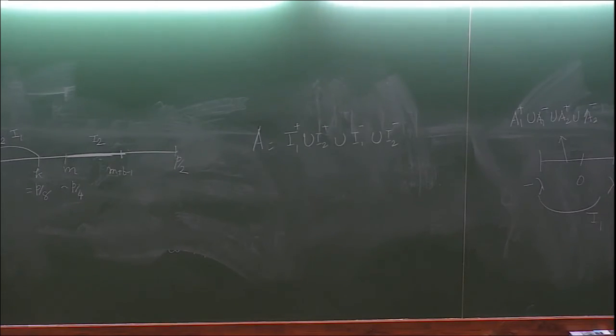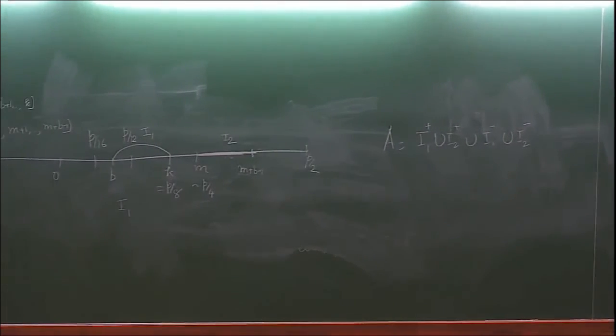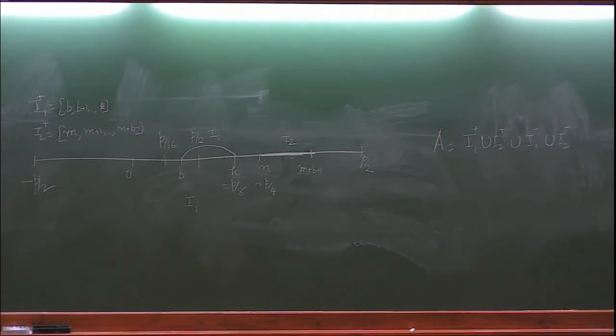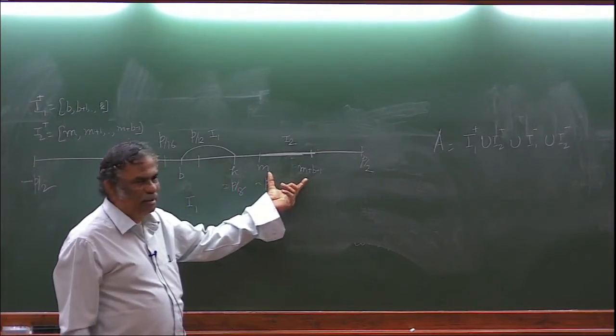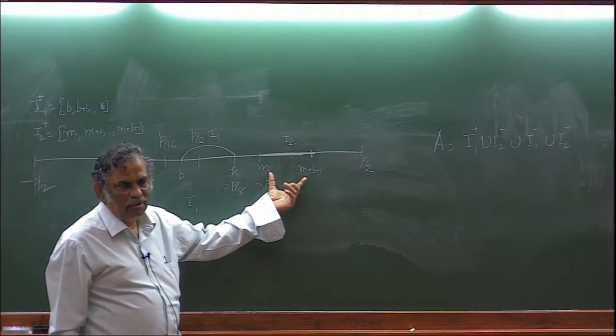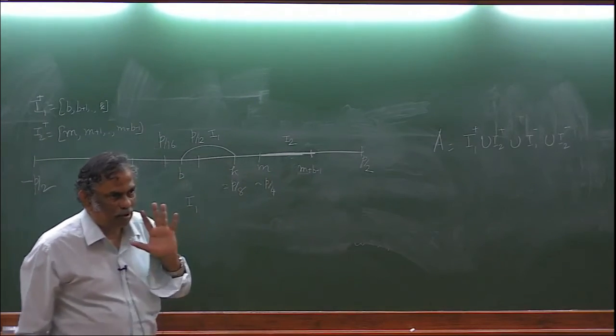Now let's see how many elements it has. I2 has around B elements and I1 has around K minus B elements. Therefore, the positive part already has around K elements and the negative part has around K elements. Therefore, there are around 2K elements, and 2K elements is precisely P by 4. So there are K minus B elements here, B elements here, totally K elements, and then the negative part also has K elements.